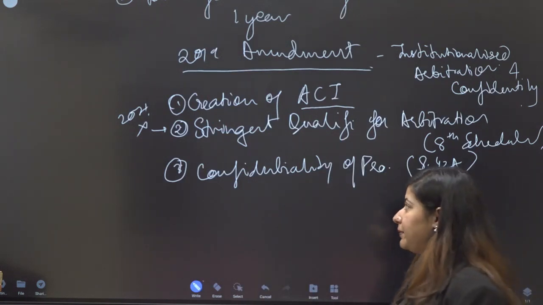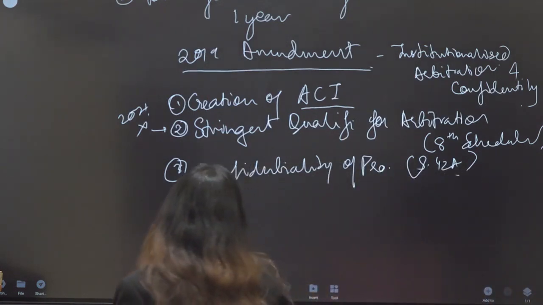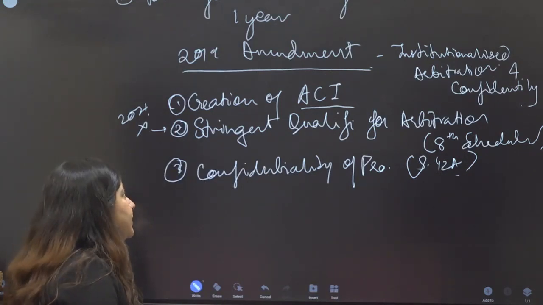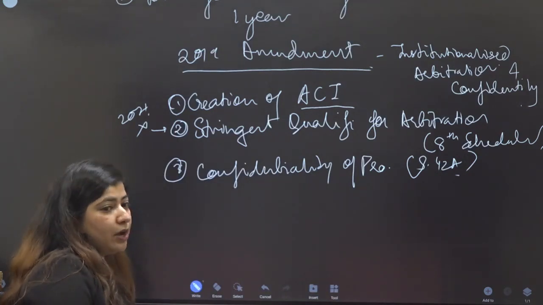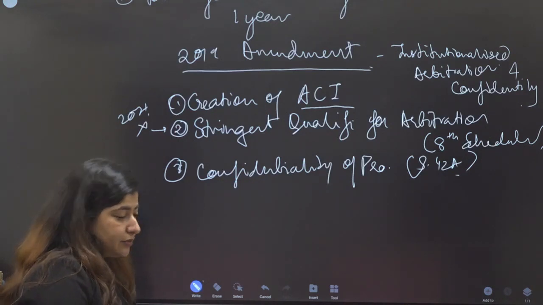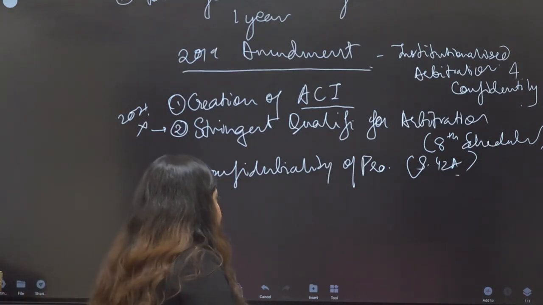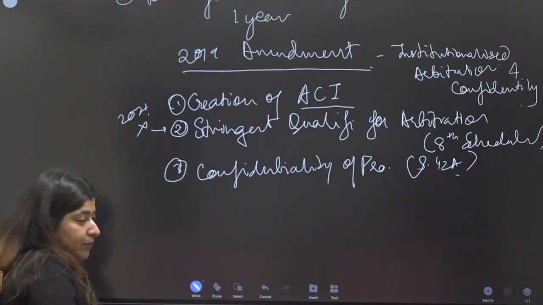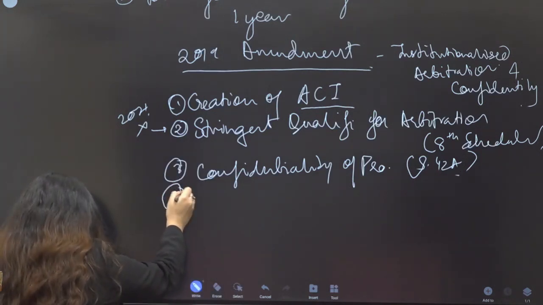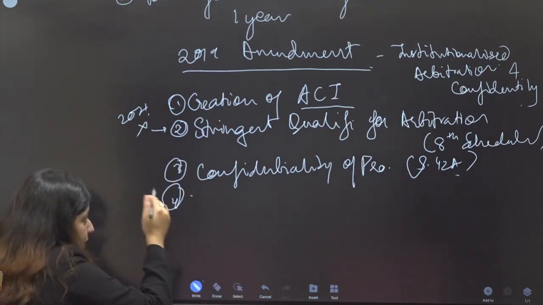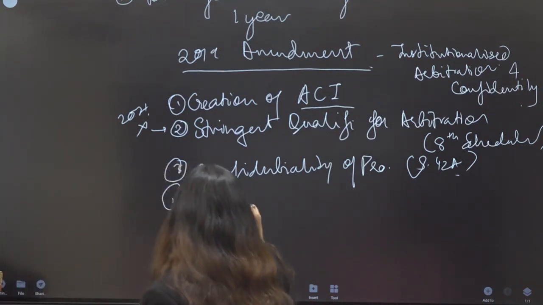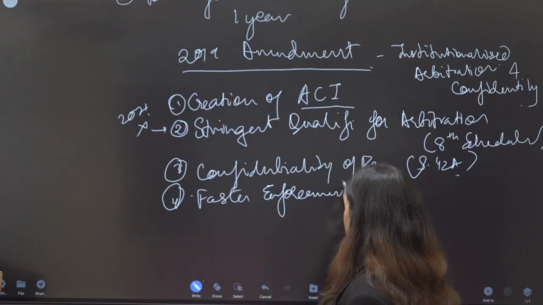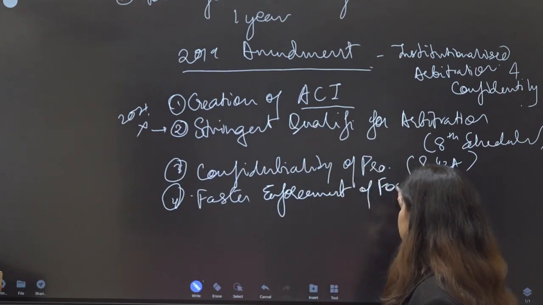Okay, this was another amendment that came with the insertion of section 42A. It reiterated that all arbitration has to be kept completely private, otherwise proceedings can be initiated against whoever violated section number 42A. Fourth is faster enforcement of foreign arbitral awards.